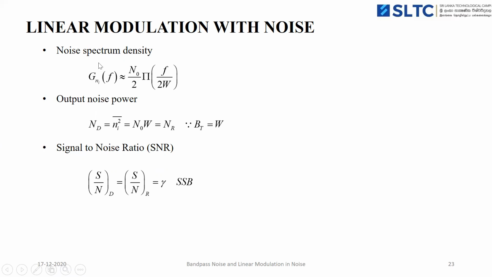This is the power spectral density for the single sideband, which has N0 by 2 into a rectangular function. And the output noise power for single sideband, because the bandwidth B equal to W, so ND equal to N0 into W, which is equal to NR. Therefore, the signal to noise ratio at the destination equals the signal to noise ratio at the receiver. Both are equal, meaning the signal to noise ratio at the bandpass filter is equal to that at the low pass filter for the single sideband.